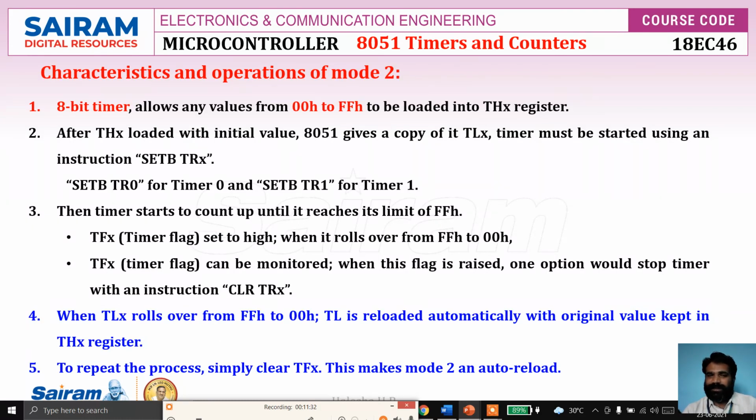And these are the characteristics. The same characteristics as we observed in mode 0 and mode 1. The change is that it is an 8-bit timer or counter. Hence any values from 00 to FF can be loaded into THX. And apart from that, whenever TLX overflows from FF to 0, TLX is reloaded automatically with the original value kept in THX. No need to reload the value. So to repeat the process, simply clear the TFX. So this makes mode 2 auto reload.